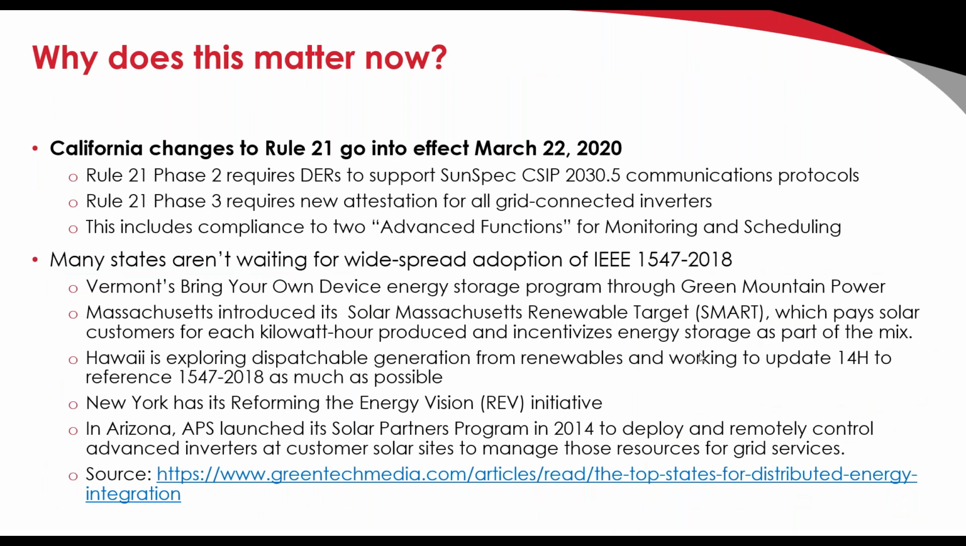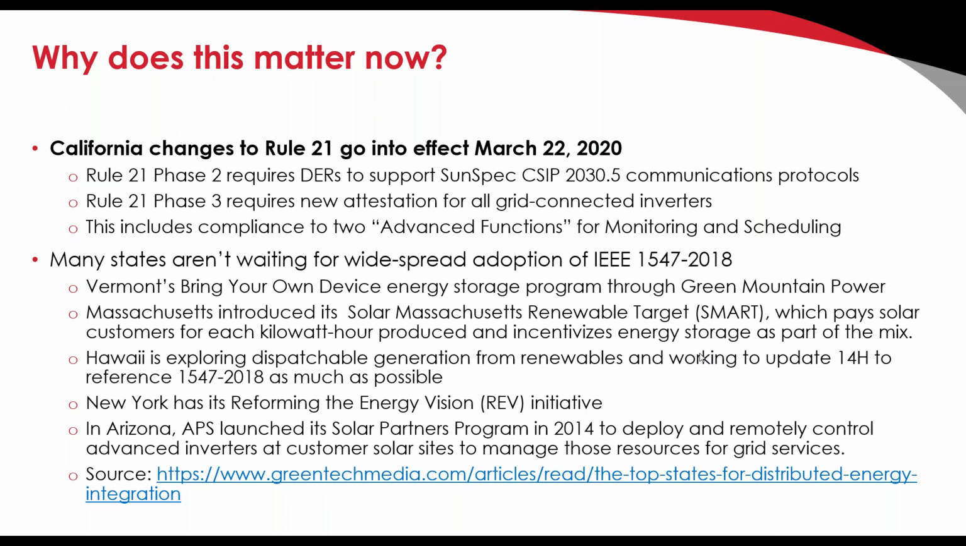So why does it matter now? It matters right now because of California's changes to Rule 21 that go into effect potentially again as soon as March 22nd of this year. Phase 2 requires distributed energy resources to support the SunSpec CSIP 2030.5 communications protocols. We'll talk more about what those are in the subsequent slides. Phase 3 requires a new attestation for all grid connected inverters, and that attestation includes compliance to 2 advanced functions for both monitoring and scheduling.